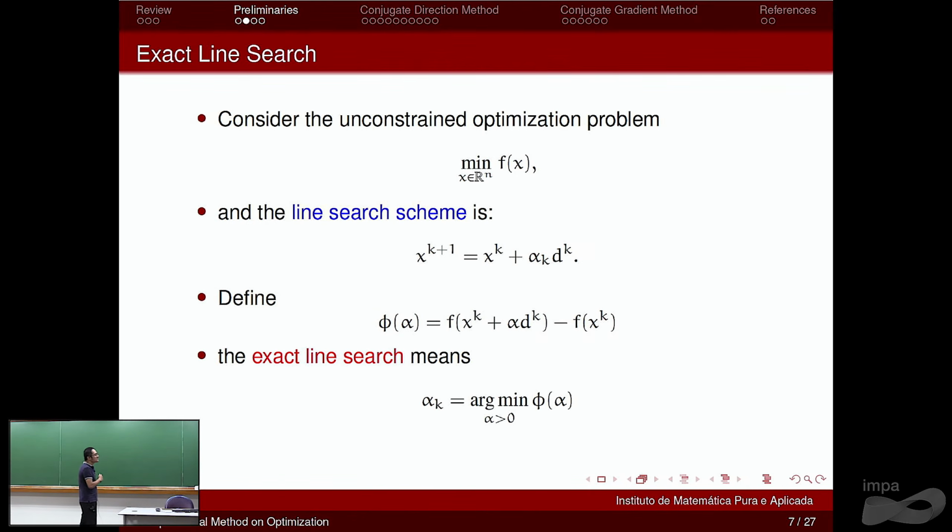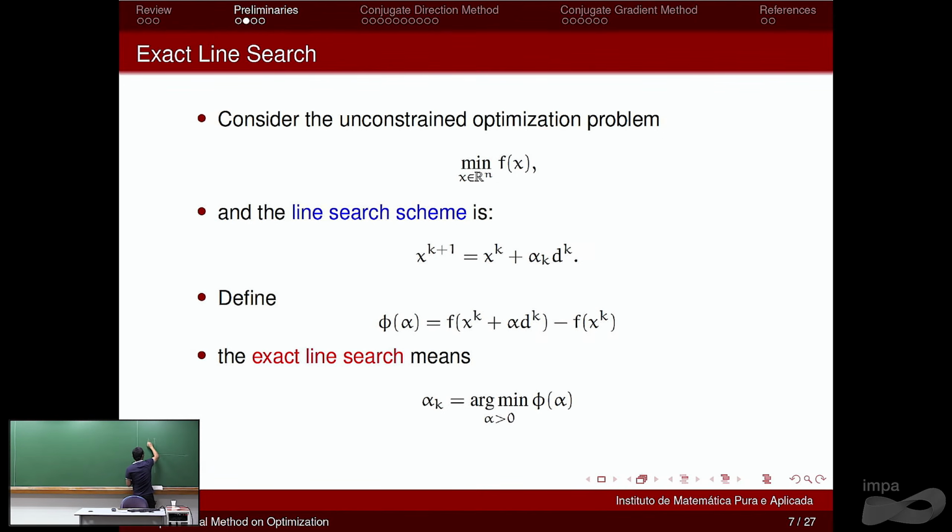So what is the exact line search? It means we choose alpha as the argmin of phi(alpha) for all alpha greater than 0. This means we do a one-dimensional minimization along the direction dk and find the minimizer of this function. This defines the exact line search. For example, we can give a picture.